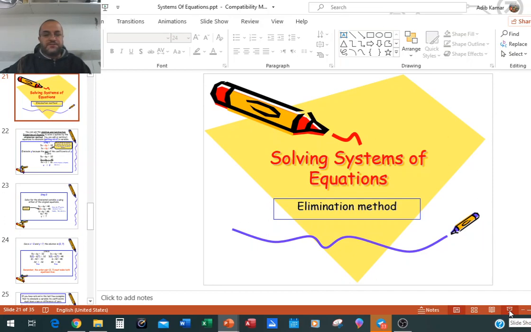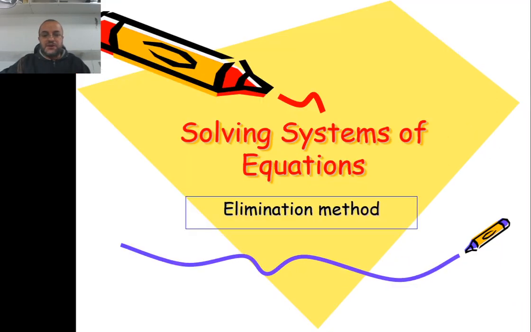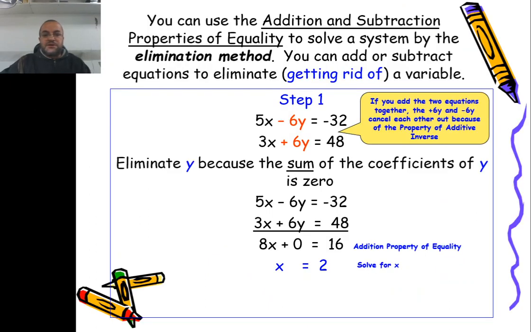Elimination means to eliminate. What's the meaning of eliminate? It means getting rid of a variable. You can use the addition and subtraction properties of equality to solve the system. By the elimination method, you can add or subtract equations to eliminate, getting rid of a variable.